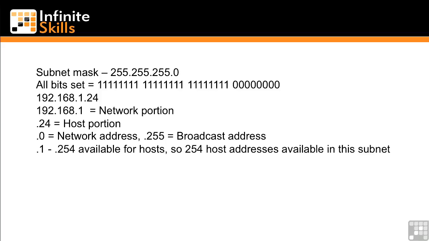So in this particular subnet that we're talking about here with a subnet mask of 255.255.255.0, we've got 0 as the network, 255 as the broadcast. That leaves us .1 through .254 available for hosts. So we can have 254 host addresses in this particular subnet.